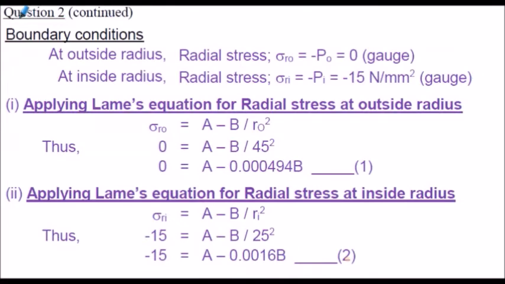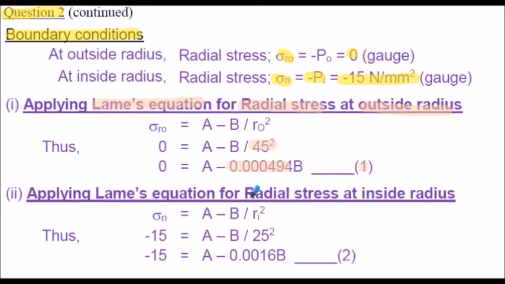So question 2 solution continued. Here are our boundary conditions from the question. We know the radial stress at the outside surface is 0, and the radial stress at the inside surface is equal and opposite to the pressure, so it's negative 15 newtons per millimeter squared. Applying Lame's equations for the radial stress at the outside surface, we generate equation 1. Notice again I've written this equation onto one line, so the 0.000494 is actually 1 divided by 45 squared. That's usually my approach to remove the fraction.